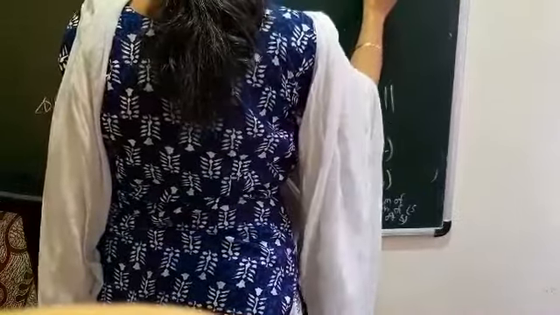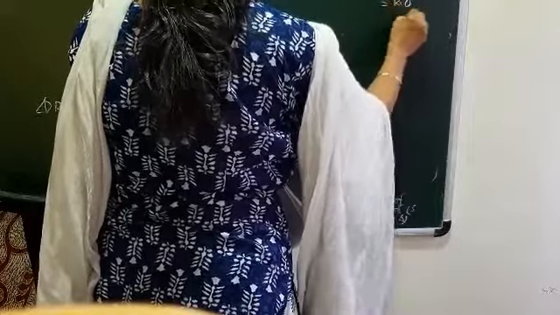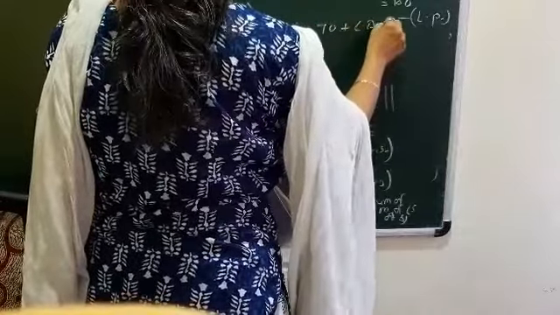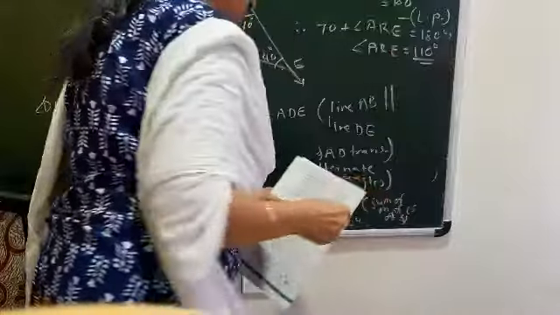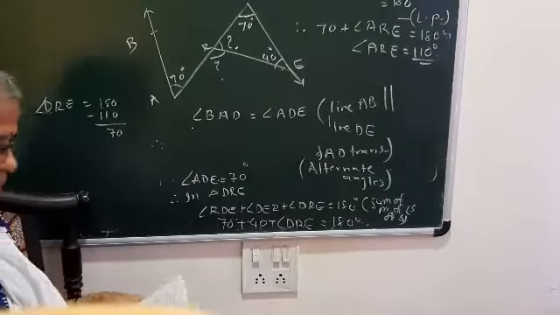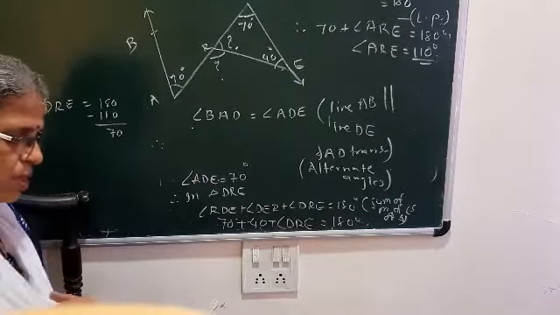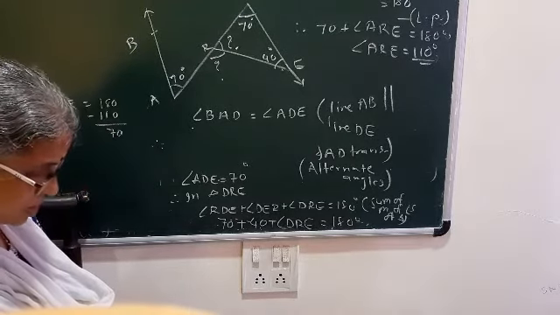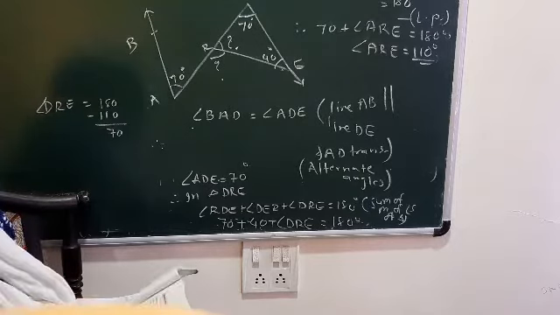and angle ARE plus angle DRE equal to 180 degrees, linear pair. Therefore 70 plus angle ARE is equal to 180. Therefore angle ARE is 110 degrees. Followed. So what are the two answers? Angle DRE 70 degrees and angle ARE 110 degrees. So the next sums we will see in the next video.